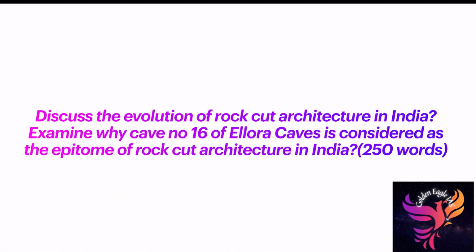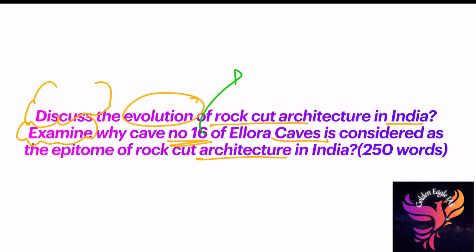Discuss the evolution of rock-cut architecture in India. The keyword "evolution of rock-cut architecture" was discussed, then the keyword "examine" was asked: why is cave number 16 of Ellora considered the epitome of rock-cut architecture? I already told you cave number 16. What is cave number 16? Kailash temple. So how can you answer the question?